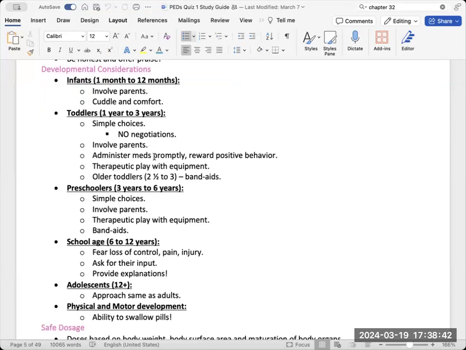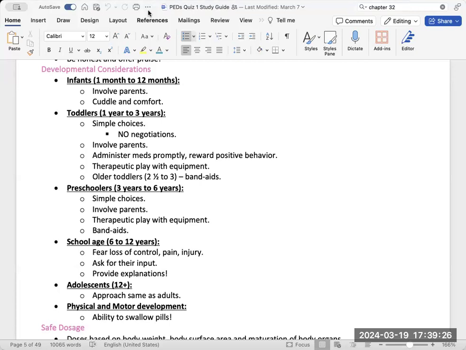Now, developmental considerations. Infants need their parents, right? They know their mom, they know their dad, they know the comfort from their voice. Remember, these are babies that need touch and they respond to sounds. So we need to involve the parents and have a lot of cuddles and comfort. For toddlers 1 to 3 years old, we're talking about simple choices. They don't understand things, and there's no negotiations. It's yes or no for these kids, and that's it. Make sure that the parents are involved, administer medications promptly and reward positive behavior. Maybe you give them a lollipop after they take their meds. I'm just giving an example of a positive reward.